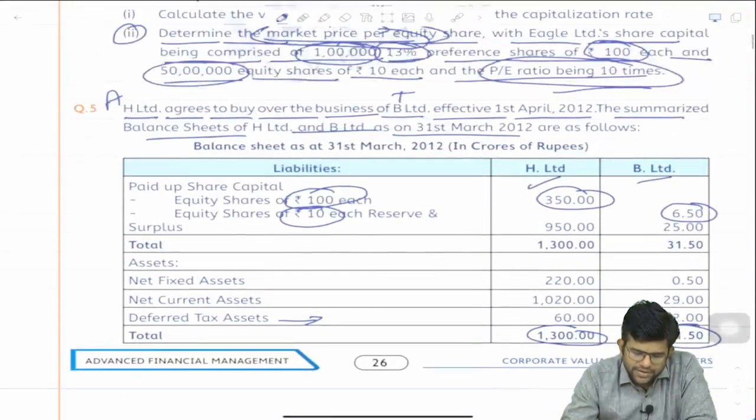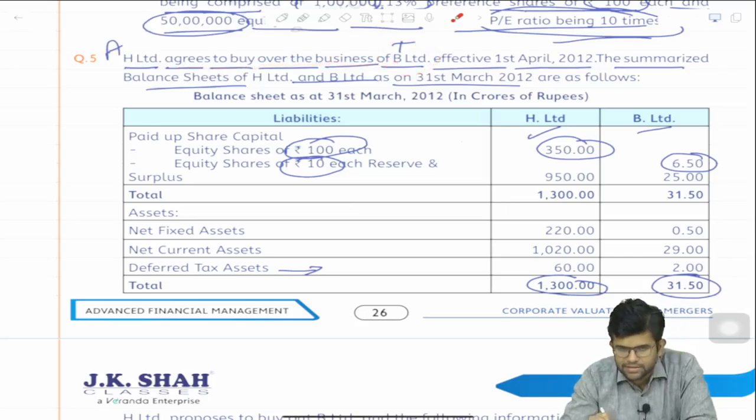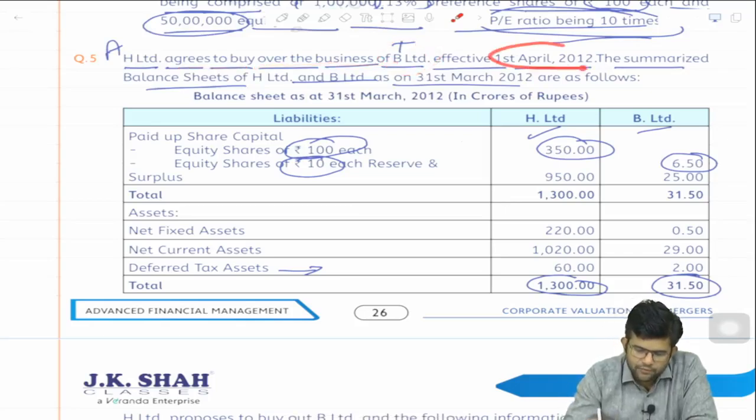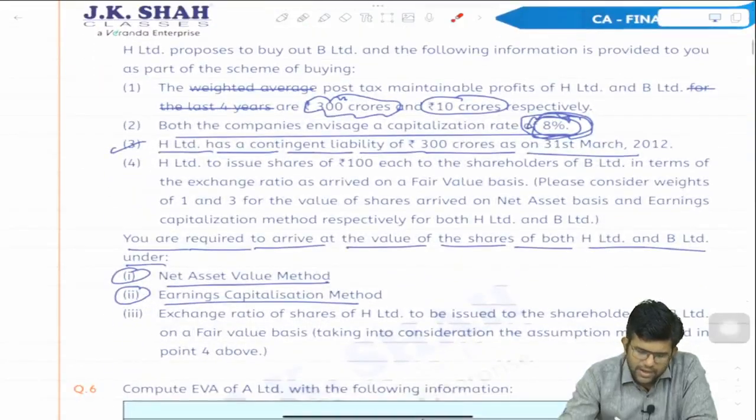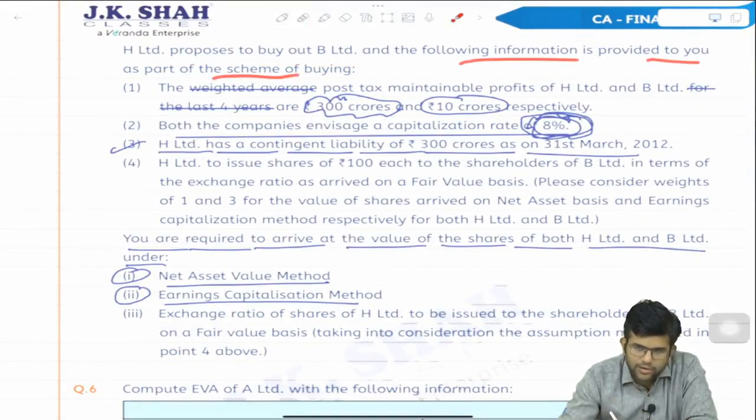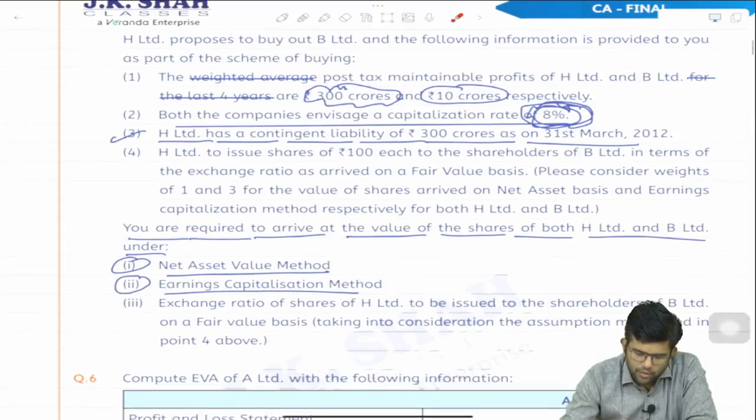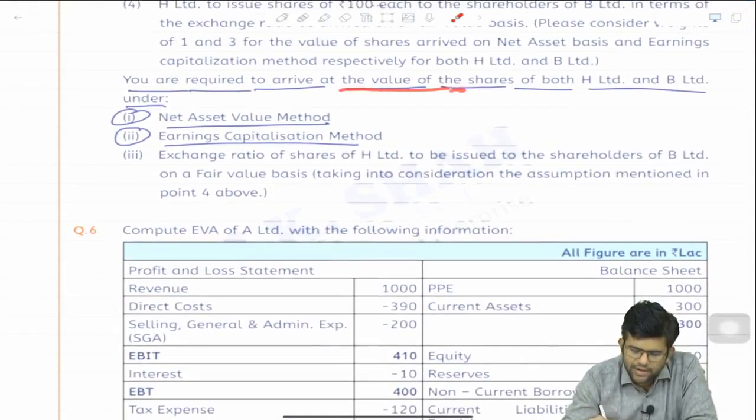Okay, so what are they saying? H Limited, that is the acquiring company, agrees to take over business of B Limited, that is the target company, effective 1st April 2012. Summarized balance sheets of H and B are given below. So all this is given. Next, H Limited proposes to buy out B, and the following information is provided to you as a part of the scheme of buying. So all this data is given, and then they said you are required to arrive at the value of shares of both H and B.